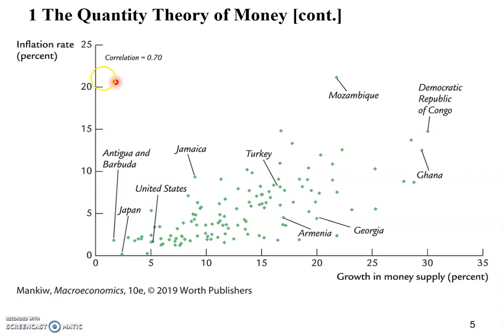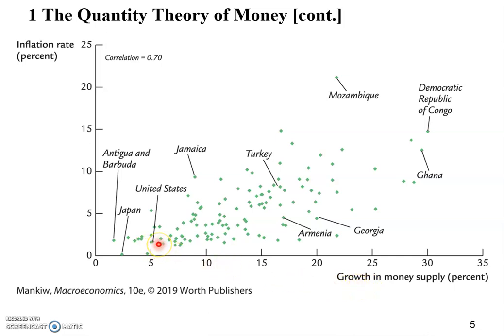All right, the second piece of the evidence shows the cross-country evidence. Okay, and each green dot on the figure represents one country. So here, for example, you see the United States. The growth in money supply is approximately 5%. Okay, this is the annual growth rate.